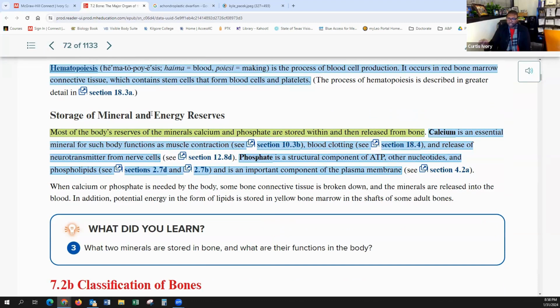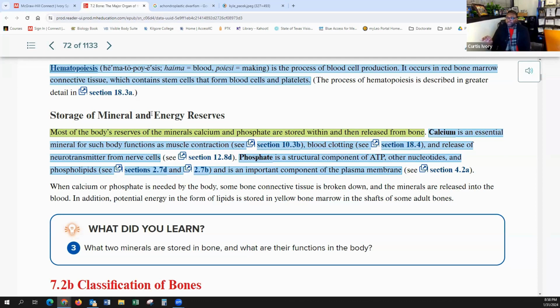Calcium is an essential mineral for many body functions. A main one is the muscle cells, which when we get into the muscle chapter, we're going to see that calcium has a big role to play in contraction. If you don't have calcium, you can't contract your muscles. Also, calcium takes a role when it comes to blood clotting. So if you get cut or scraped, you start bleeding, calcium is going to play a role in stopping that bleeding. It's also going to play a role in your nervous system.